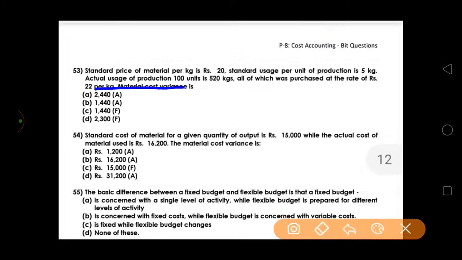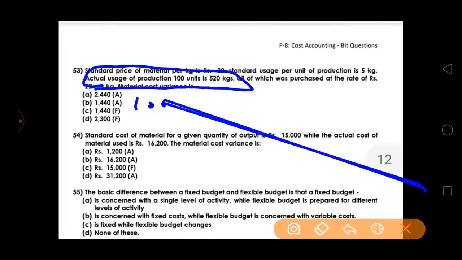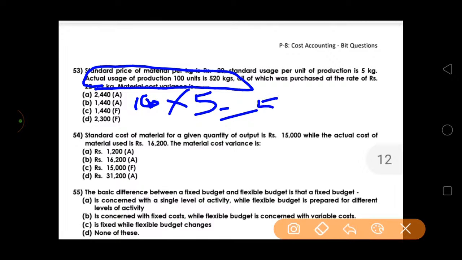Then the standard usage for actual production. Actual units of production are 100 units, and one unit of production uses 5 kg as standard usage. So 100 units into 5 equals 500.